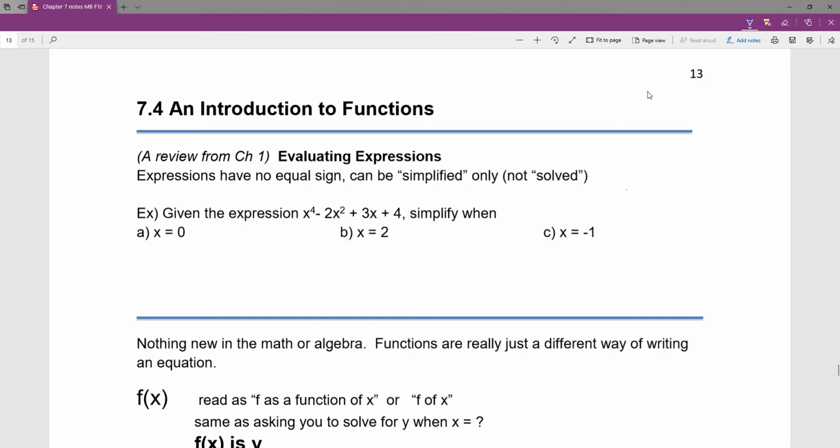So seeing as we don't have to do 7.3, which is linear inequalities, we're going to move on to the last part of chapter 7. And this is a really quick little bit of chapter 7. And it's really just an introduction to something new called functions.